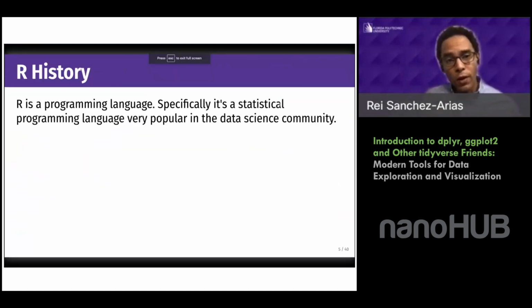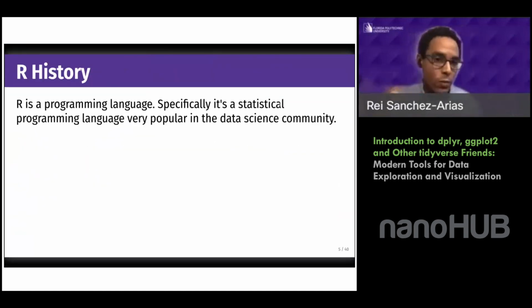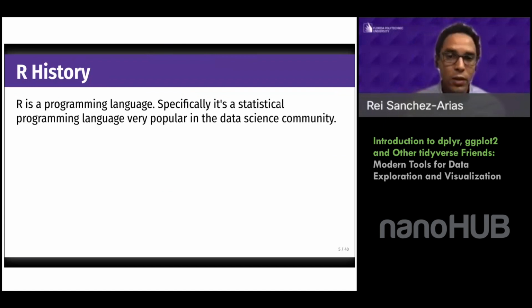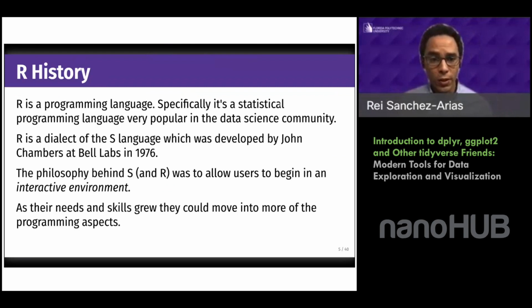So a little bit of R history. R, of course, is a programming language, but specifically it was created as a statistical programming language. So statistical learning and statistical analysis are its bread and butter. And it's becoming very, very popular in the data science community. If you want to learn more about the history, it's actually a dialect of the S language, which was developed at Bell Labs by John Chambers in the 70s.